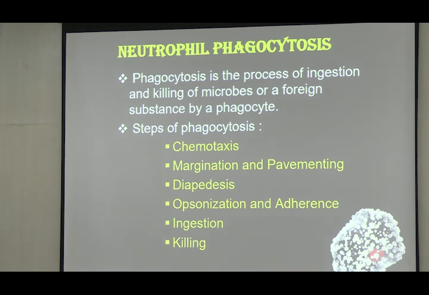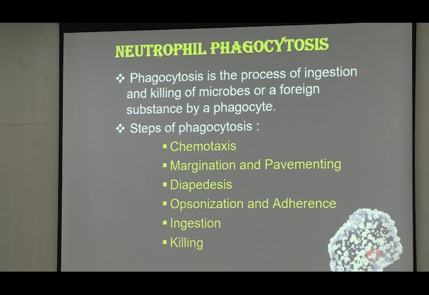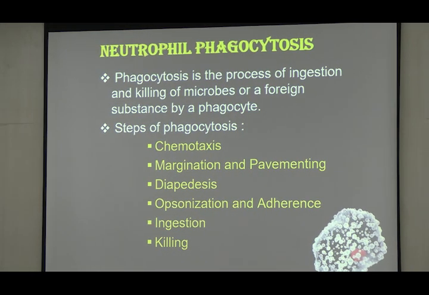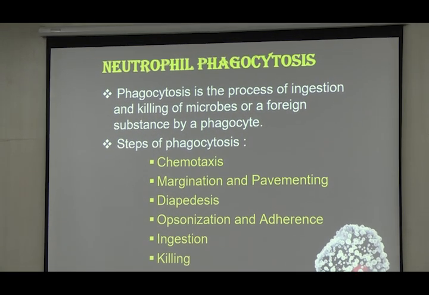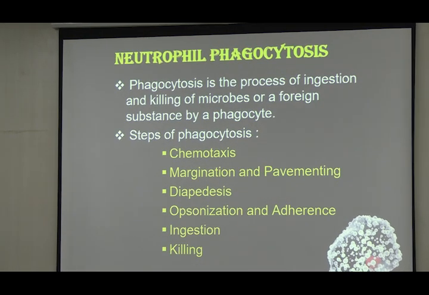Neutrophil, now one of the main functions we see is phagocytosis. Now let us see how phagocytosis is done. What is the mechanism? This phagocytosis mechanism has many steps. What are these? Number one, chemotaxis. Secondly, margination and pavementing.